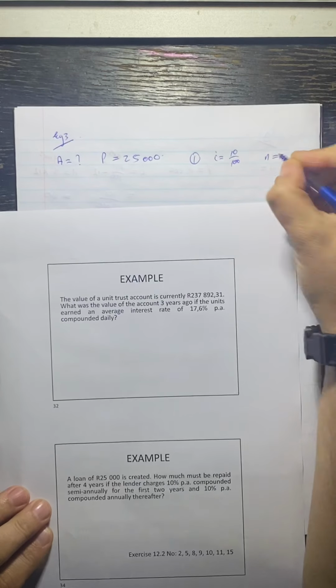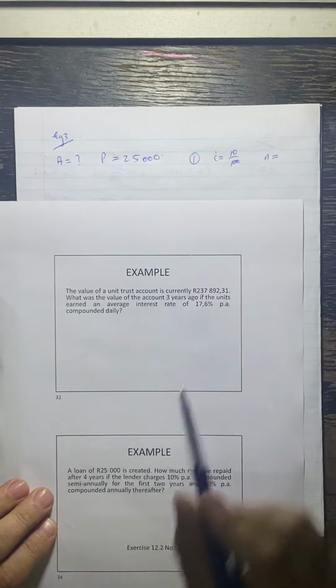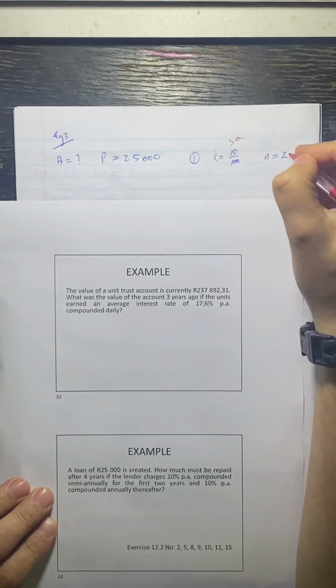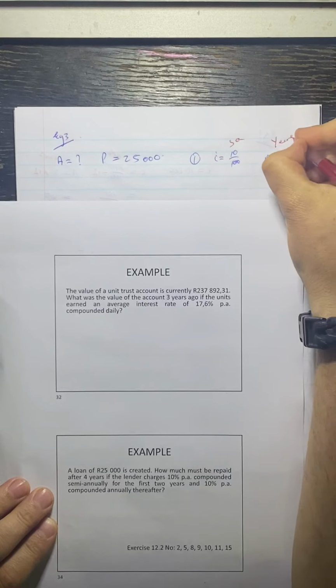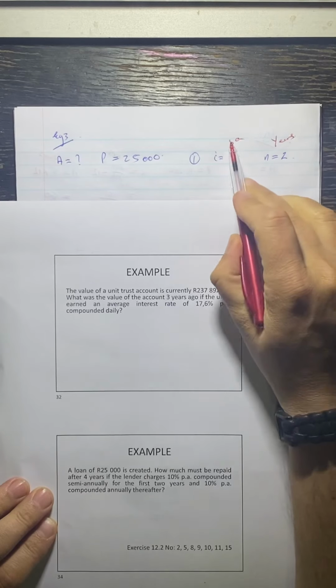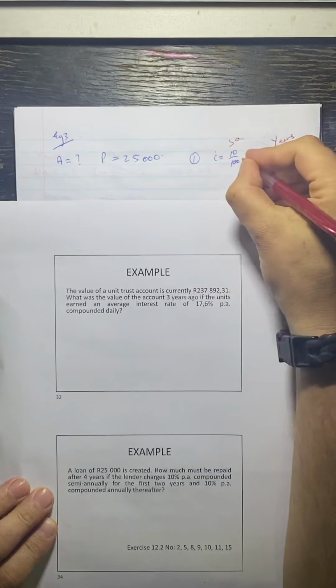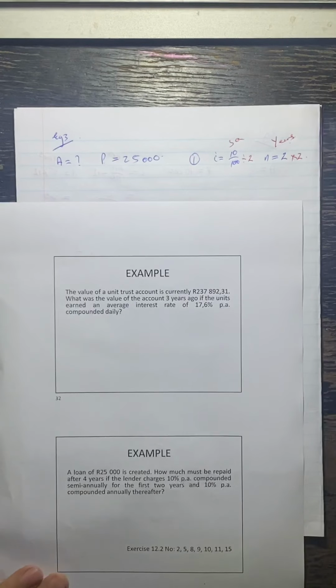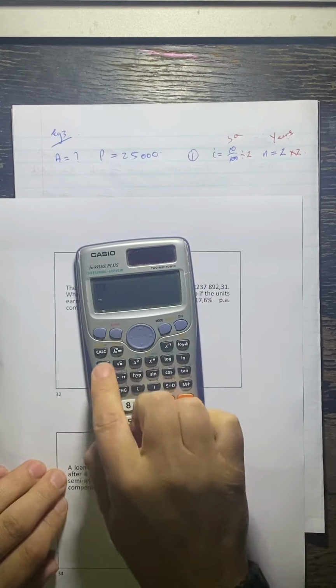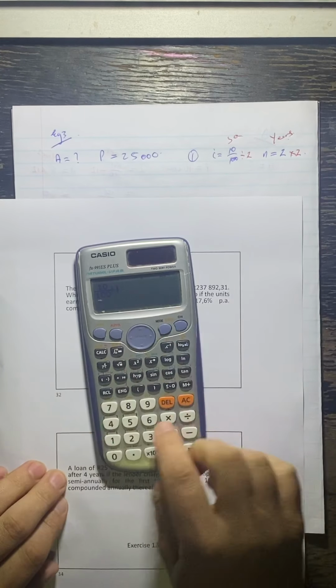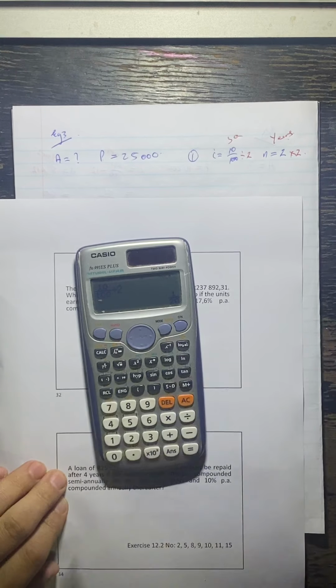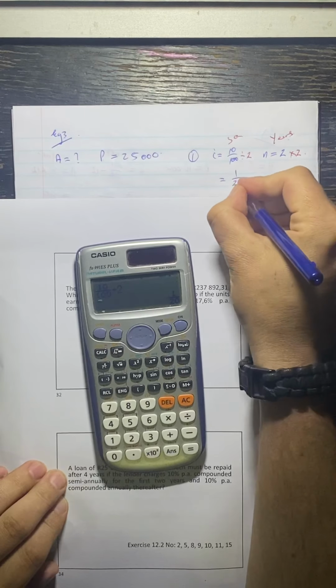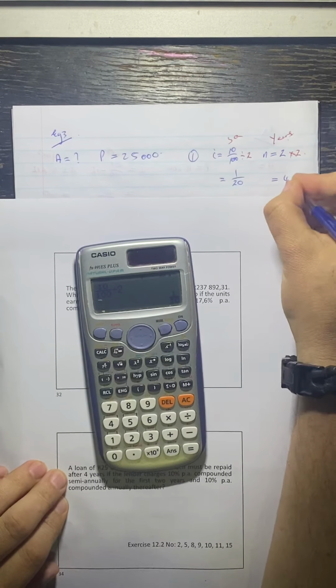And our n is equal to, and they say here for the first 2 years. So this is 2. Now, this interest rate is compounded semi-annually, and this is in years. These are in 2 different units, semi-annually and years. So I need to divide this by 2, and I need to times that by 2. So 10 over 100, divide that by 2, and we get 1 over 20. Over here we will get 4.